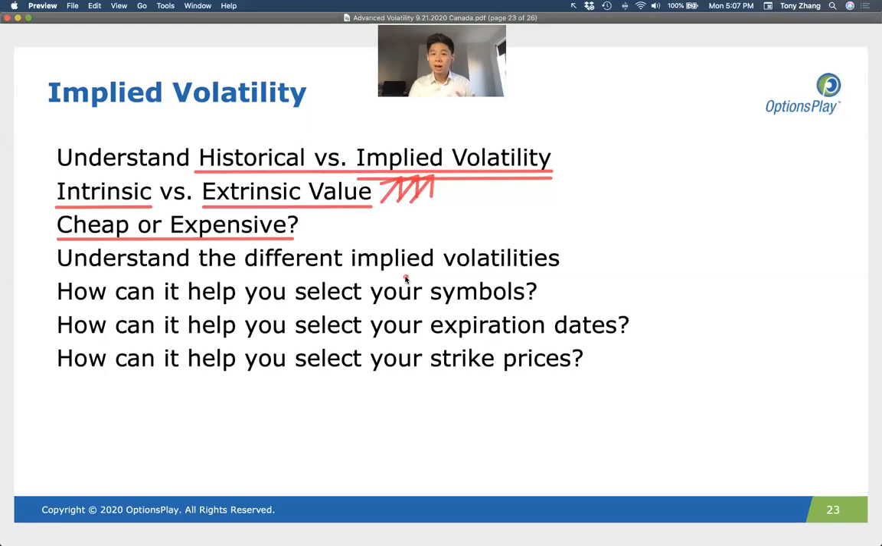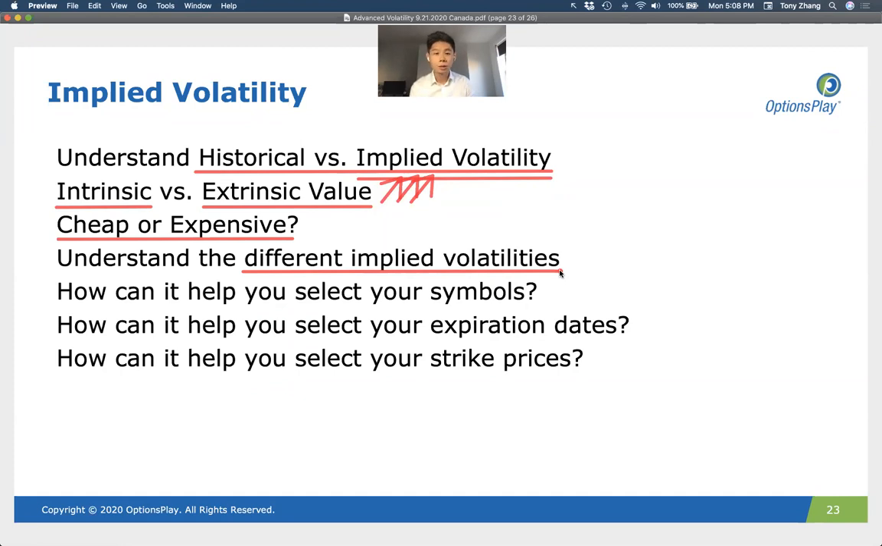But in order to really understand whether something's cheap or expensive, it's important to understand the different implied volatilities. Looking at the individual strike prices is not very helpful in giving you a better sense for whether it's cheap or expensive. When you look at the summary of the entire chain, for example, the average 30-day volatility, similar to what the VIX does for the S&P 500, that many times can give you a better understanding whether an option or a symbol is relatively cheap or expensive from an options perspective.